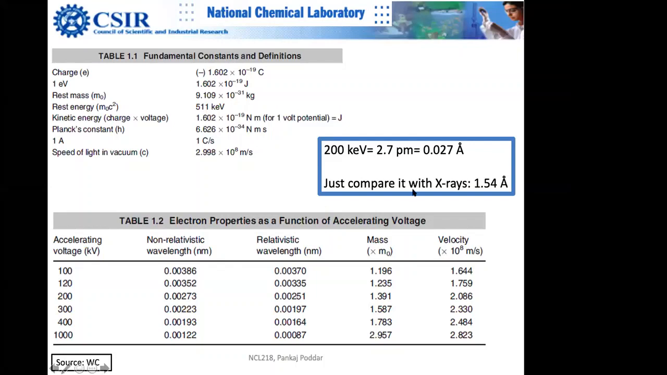And you might be wondering, some of the students, why you can't make a microscope out of X-rays. Let us leave it for the discussion part at the end of this lecture. I would like you to answer this rather than I answer this. Why do you have to use electrons to build a microscope? Why can't you use something else? So just think about that.